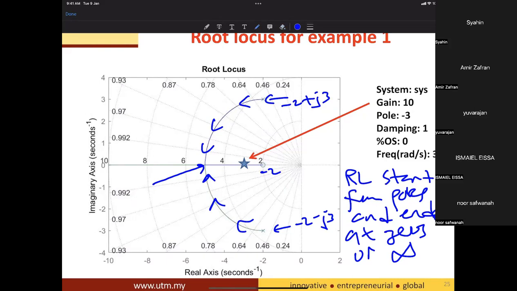Break in or break away? Break in. The value? Minus 5. And then one will go towards the zero over here, and the other one goes to infinity, right?